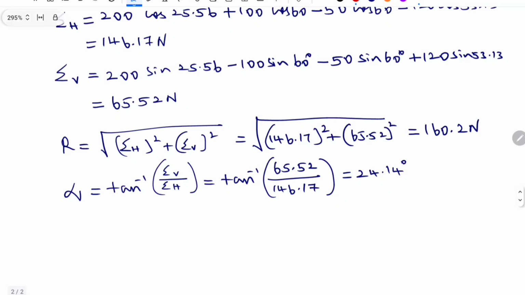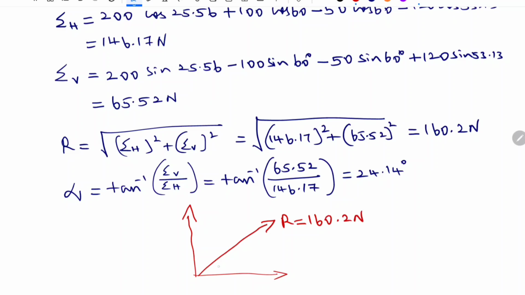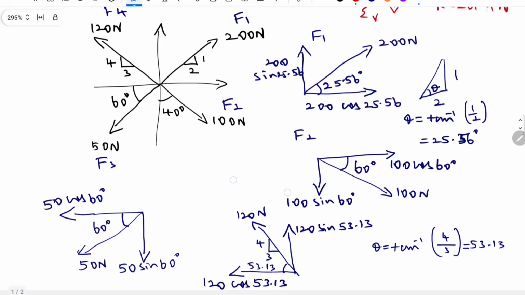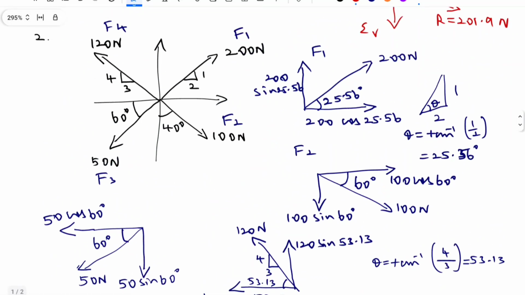Now, let us mark this. So, the summation of horizontal forces is positive. So, it is acting in the right side. Similarly, summation of vertical forces is also positive. It is acting in the upward direction. So, the resultant will be somewhere between these two. So, this is going to be my resultant. R is equal to 160.2 Newton. And the alpha is from the horizontal side. So, alpha is equal to 24.14 degree.